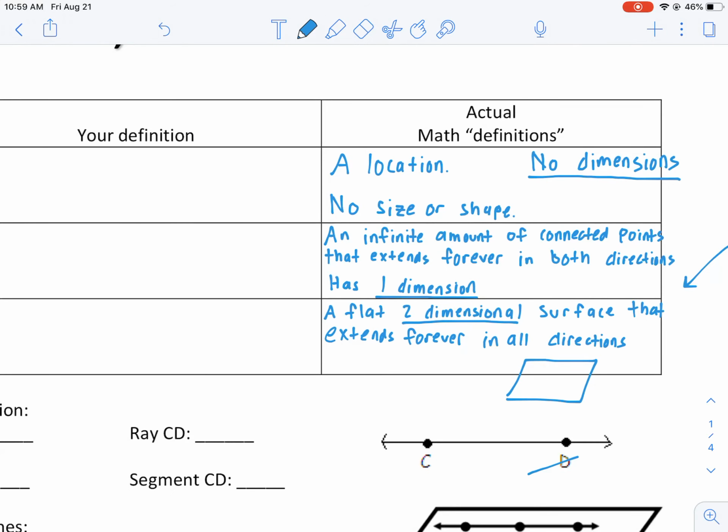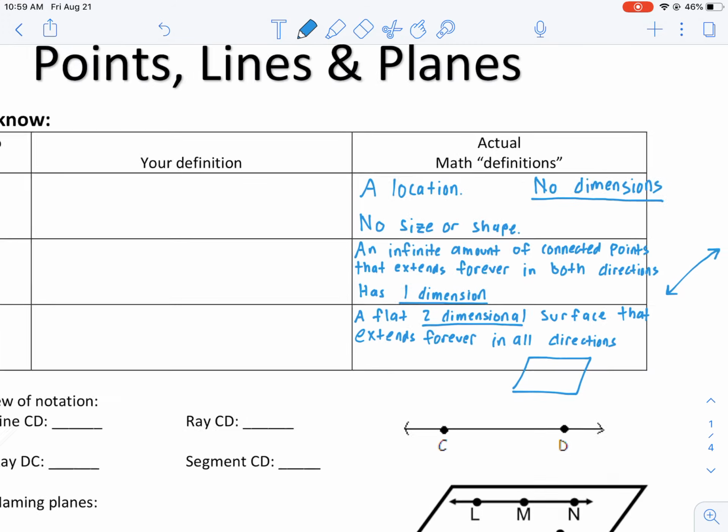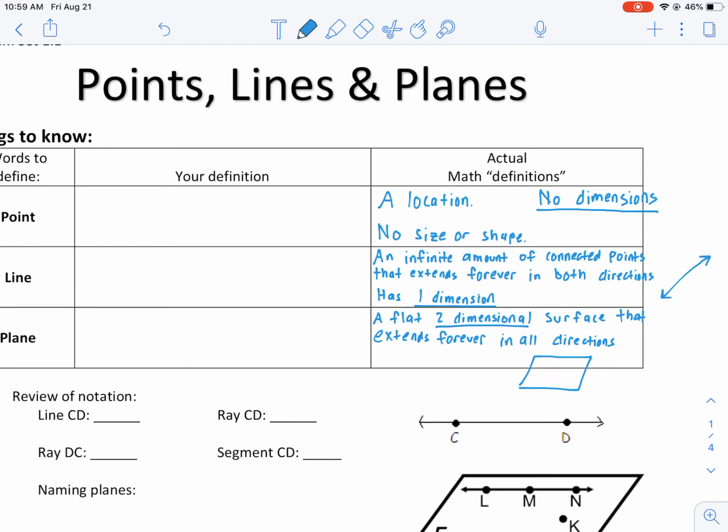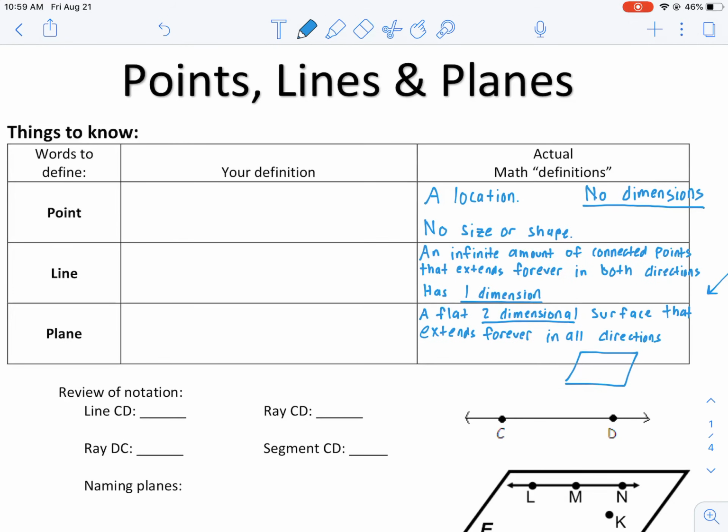So we could keep going up, right? If we went to 3 dimensions, right? Now we're talking about 3-dimensional shapes, cubes, spheres, pyramids, right? They have heights, but in geometry we don't really talk about 3 dimensions that much, mostly just 2. So we're gonna have points, lines, and planes, all right? So that's the definition. So the next thing that we're gonna talk about is notation, which is basically just how to write it.